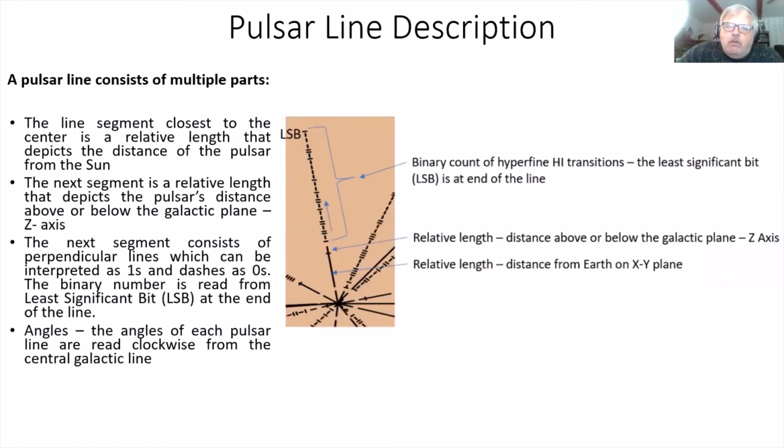So what does a pulsar line look like? If you start from the bottom where the sun is, you see there's a length from the Earth in the XY plane, so that's along the disk length. Then you have the distance above the galactic plane, the z-axis, which is this little distance here. The rest of this is a binary count. The assumption is they know binary, and there's a least significant bit and a most significant bit here, and you can basically count the numbers.